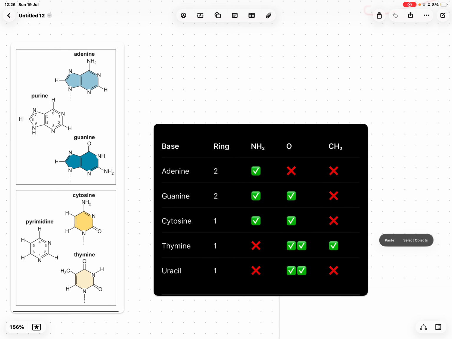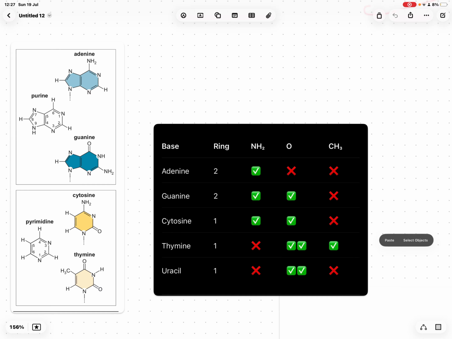Hi everyone. In this video, we are going to learn about structures of nitrogen bases. We know that there are two types of nitrogen bases present in DNA. These nitrogen bases are called purines and pyrimidines. And when we look into the structure of these purines and pyrimidines, they are heterocyclic compounds.